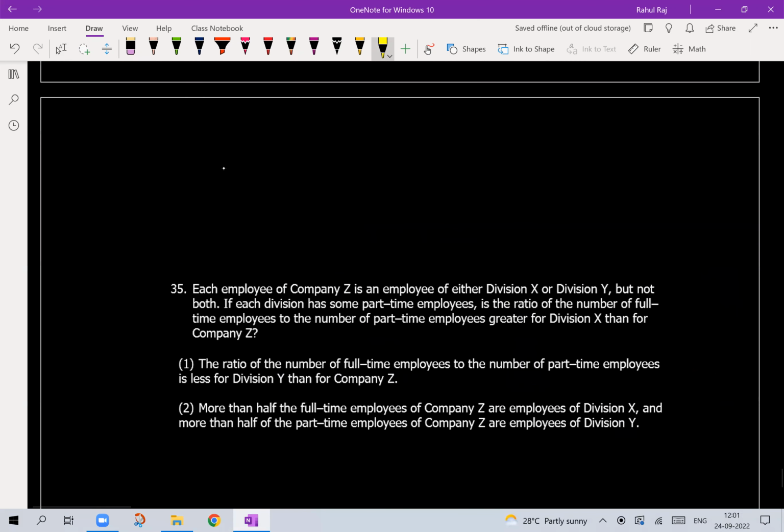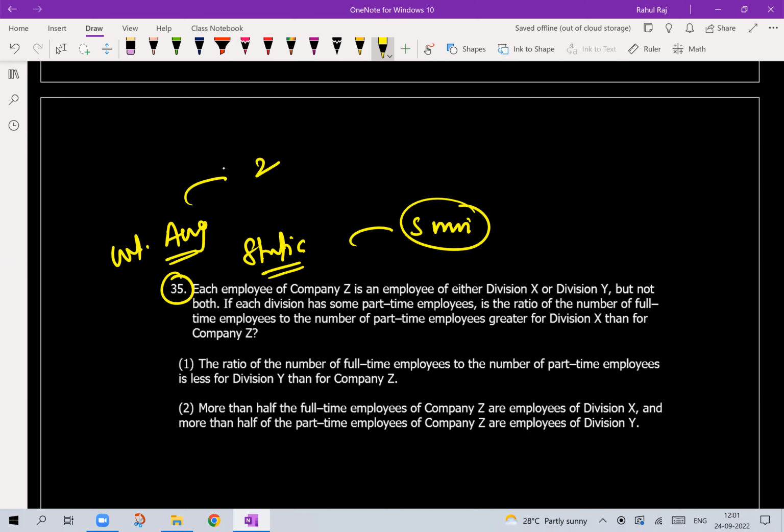Don't worry at all. Question number 35 is a weighted average question. I put this question in statistics as well. If you do it with inequalities, it will easily take you 5 minutes. If you do it with the weighted average, it takes you 20 seconds, whatever time it takes to read this question. I have kept this question in the statistics chapter as well. So let's do it in statistics.